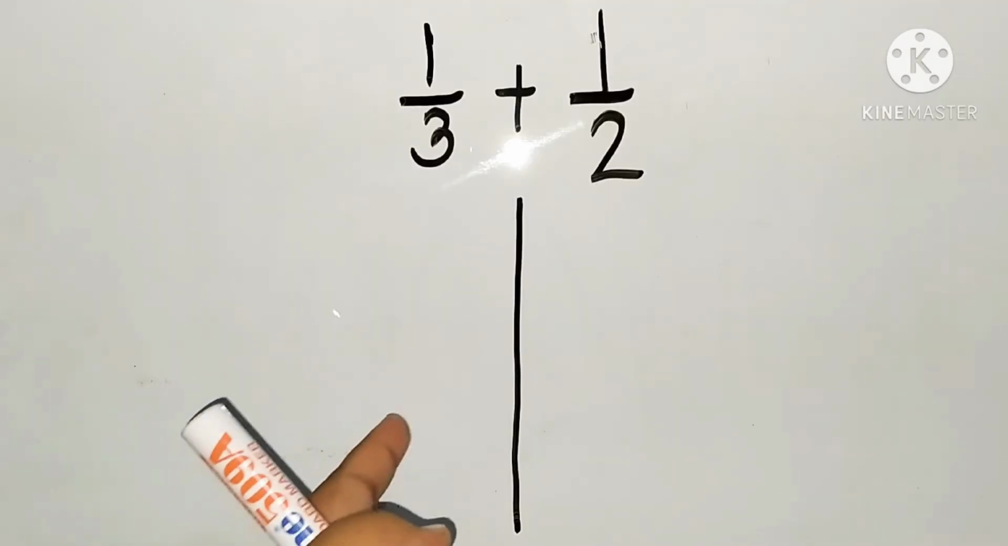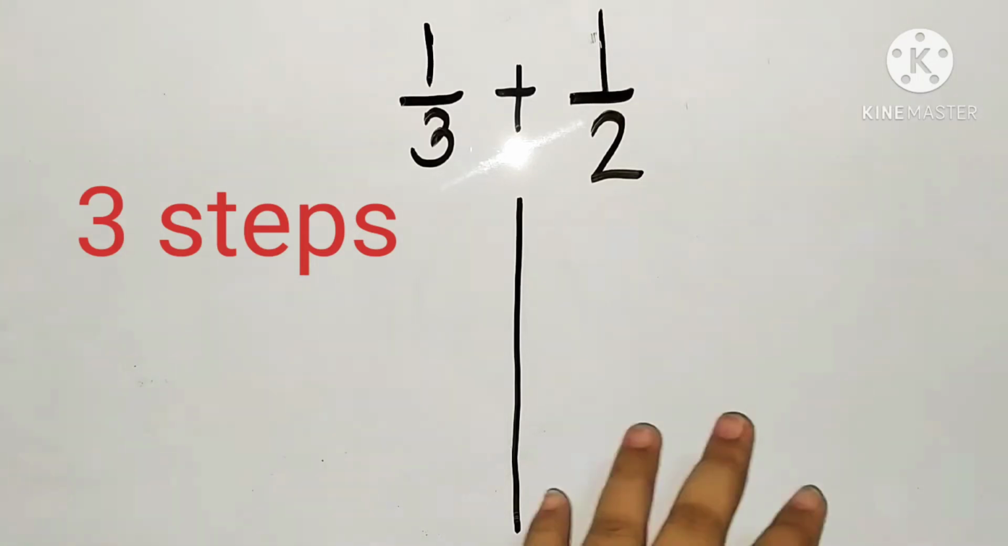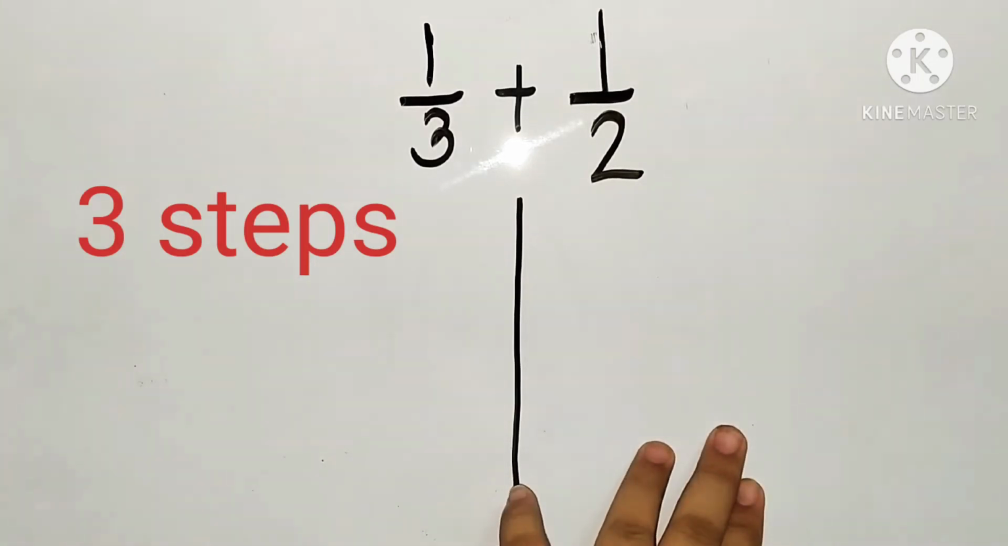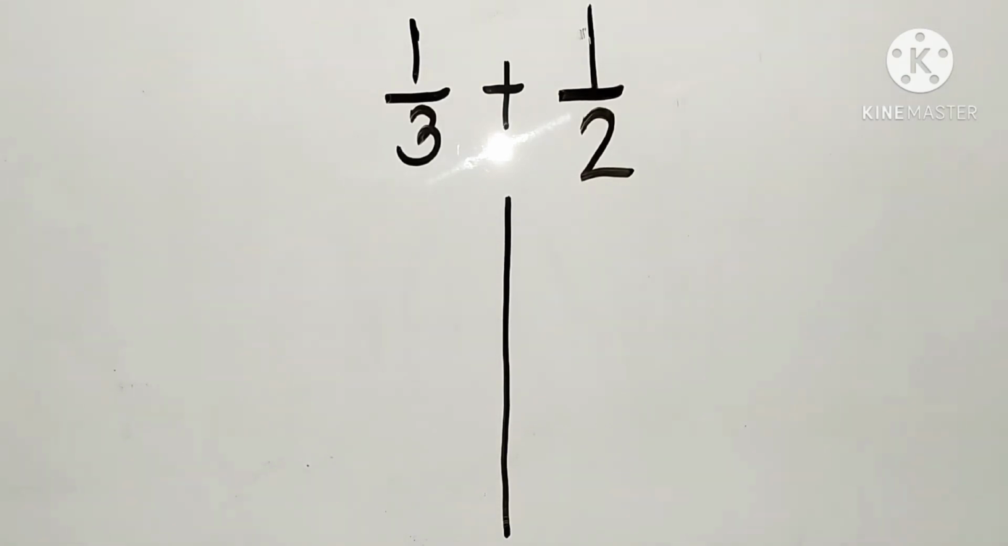On the left side, I'll be following the 3 steps in adding dissimilar fractions. Sa right side, ang gagawin ko naman is yung butterfly method. We have 1/3 plus 1/2. Let's follow the 3 steps muna.